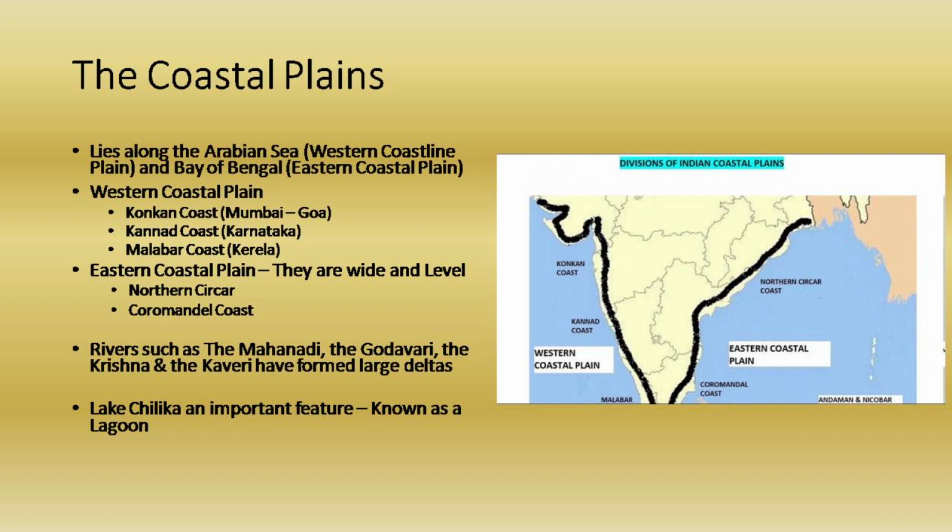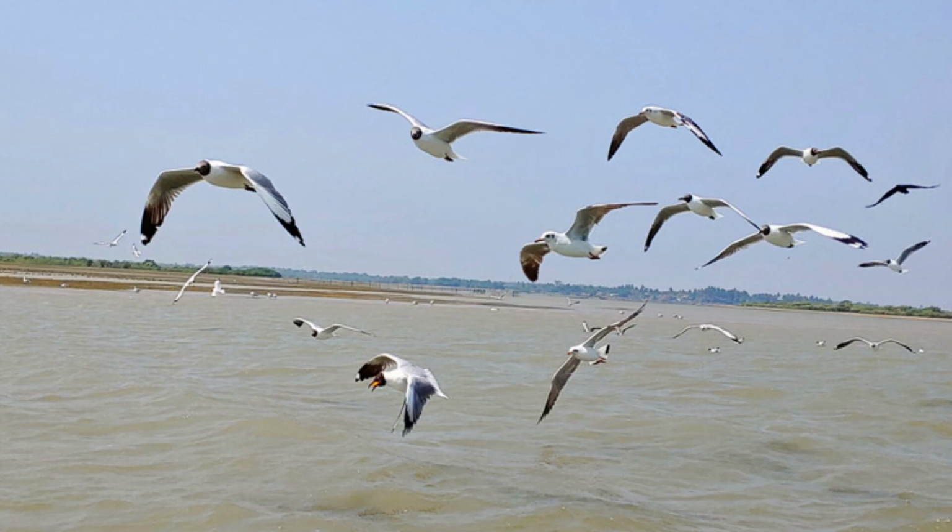Coming to the eastern coastal plain, it is wider and more level than the western coastal plain. This eastern coastal plain is divided into two parts. One is called the Northern Circars, the other is the Coromandel coast. Rivers such as the Mahanadi, the Godavari, the Kaveri and the Krishna have formed large deltas in the eastern coastal plain. And you know children, one of the largest lagoons is Lake Chilika. In which state does it lie? It lies in Odisha.